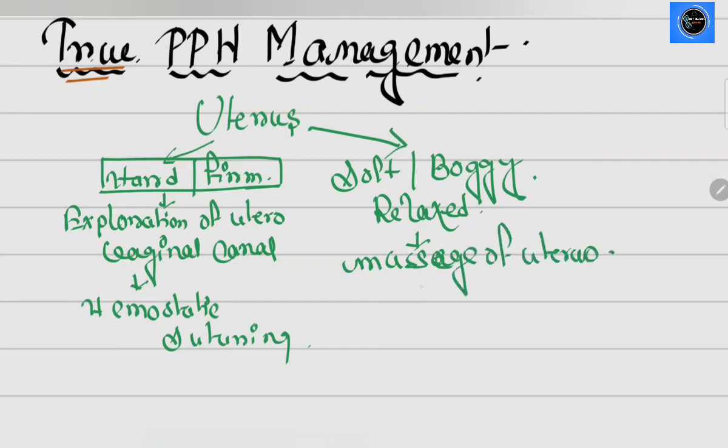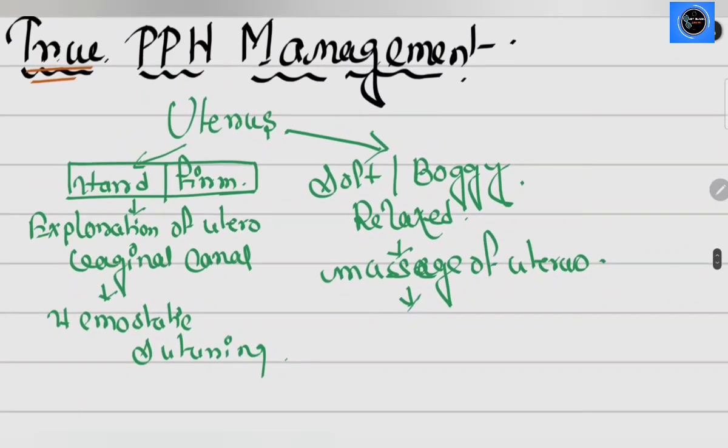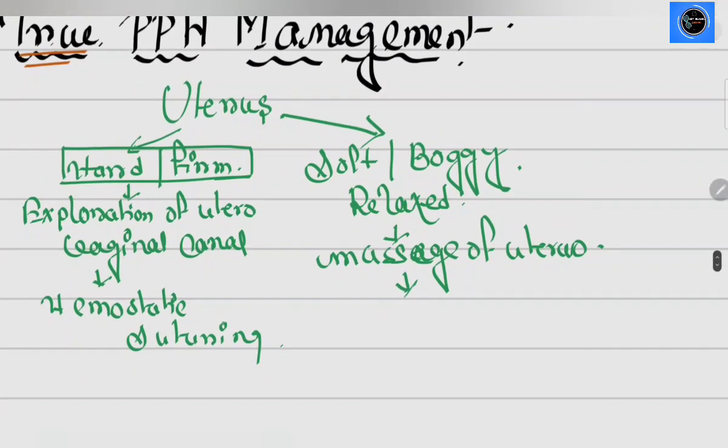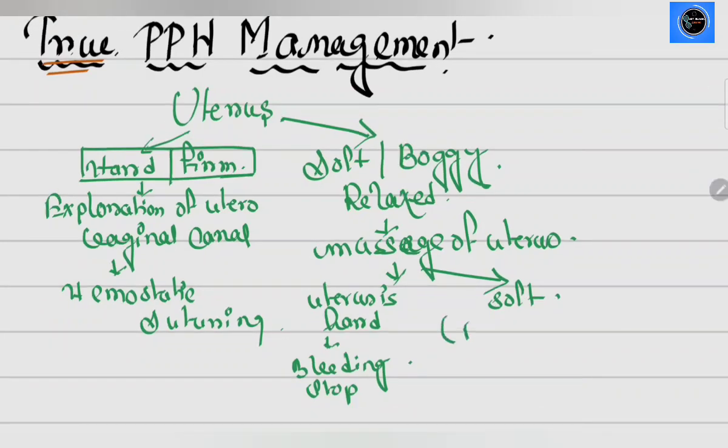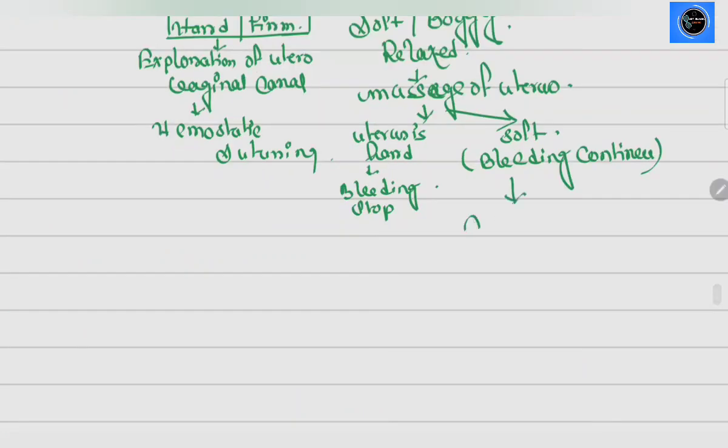After massaging of the uterus, you check the uterus condition. If the uterus is hard, that means bleeding has stopped. But when the uterus feels soft, that means bleeding is continuing. So for that, you can give injection oxytocin.